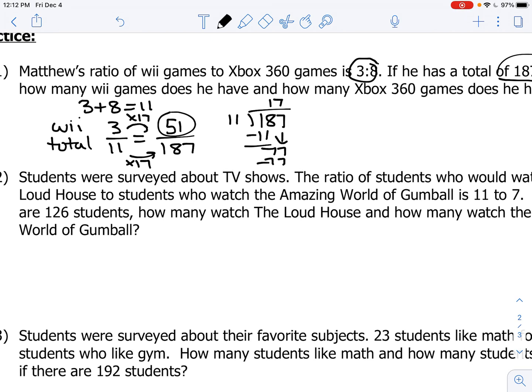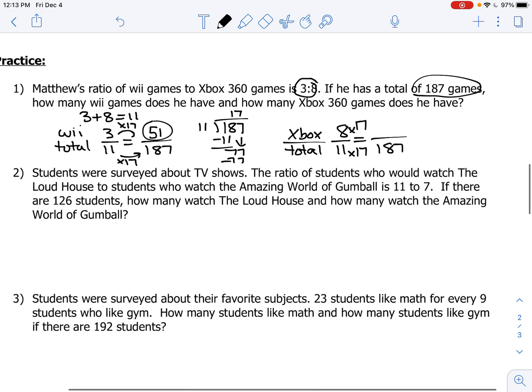We're going to set up a separate ratio for the Xbox games. Xbox to, and we can do the total again. That was 8 to 11. You could have also set it up to the Wii, that's okay. We know that 11 times 17 gives us the 187, so we'd have to do 8 times 17 to give us the number of Xbox games.